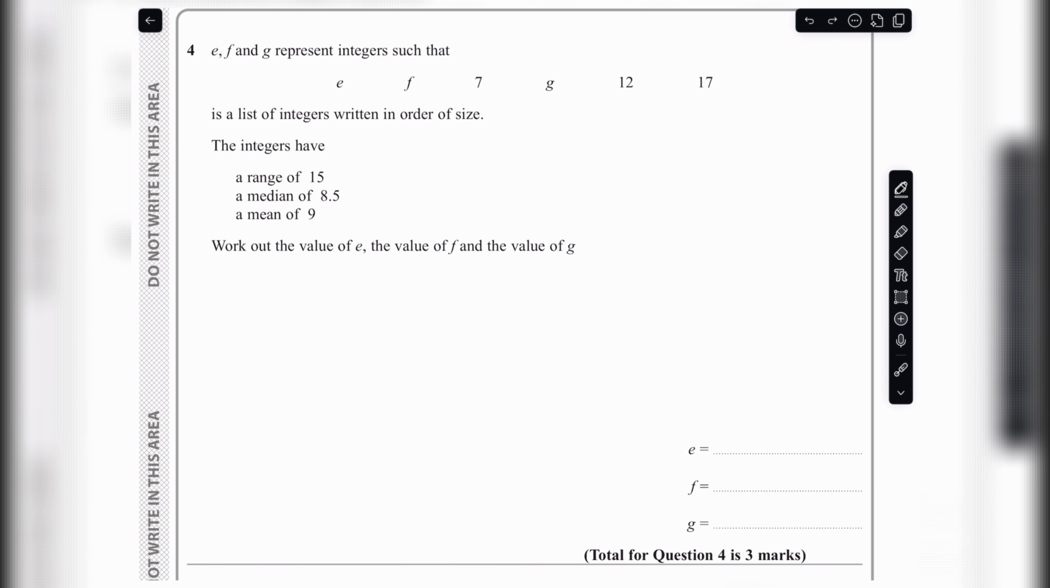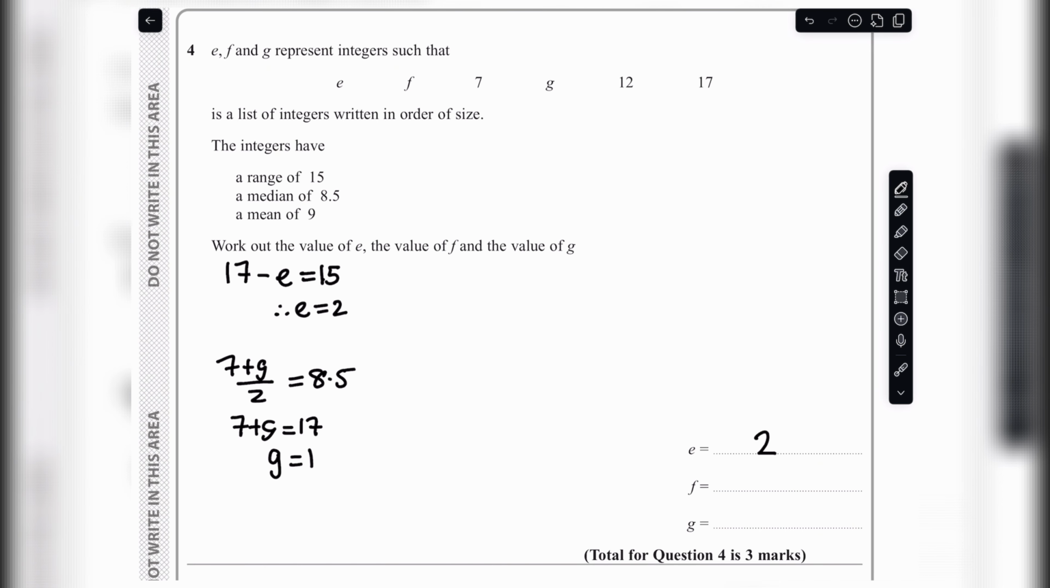So given that the range is 15, we can simply state that the largest number, 17, minus the smallest number, E, equals 15. Therefore, E equals 2. And given that the median is 8.5, which is represented by the number halfway between 7 and G, we can add 7 and G and divide that value by 2 and set it equal to 8.5 and solve for G. And if we multiply both sides by 2, 7 plus G equals 17. So G equals 17 minus 7, which is 10.